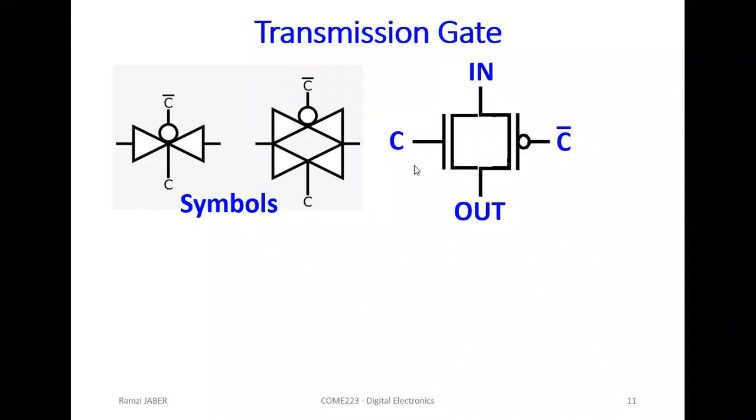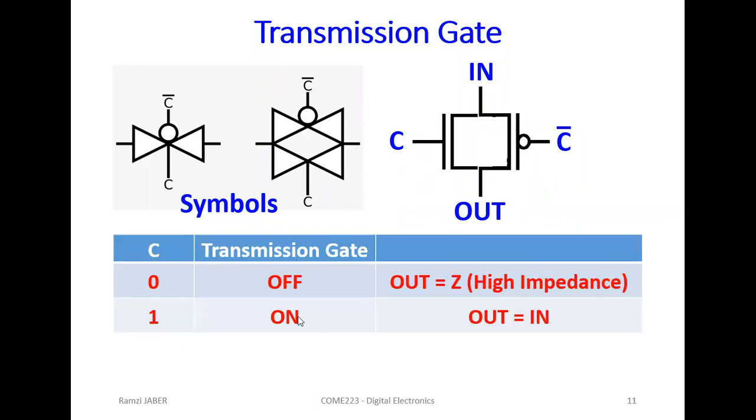If C equals 0, the N channel is off, and C bar will be 1, so the P channel is off. Then the whole transmission gate, which is combined of two transistors, is off. So the transmission gate is off.